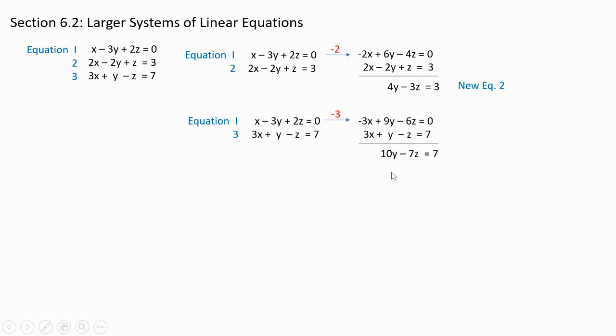So the x's are eliminated, so we get 10y minus 7z equals 7. So this is my new equation 3. And according to the plan, to the setup that we had last week, now we're going to get equation 2 and equation 3, and we're going to get rid of the y's.